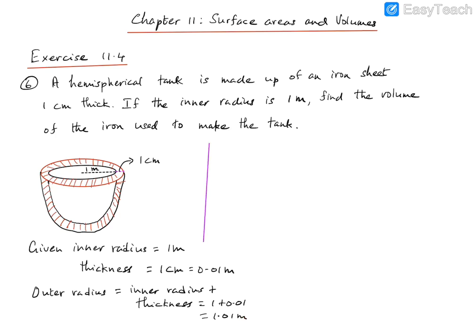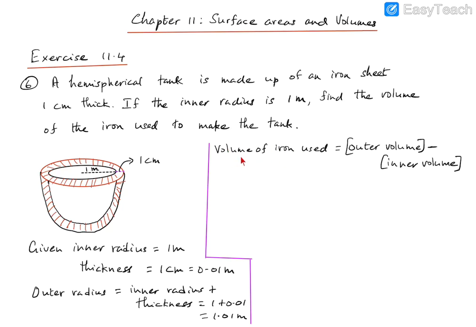I'm going to split the page into two parts here. We want to calculate the volume between the outer surface and the inner surface. So that means we have to calculate the difference between the outer volume and the inner volume. So the volume of the iron used is going to be the outer volume minus the inner volume.